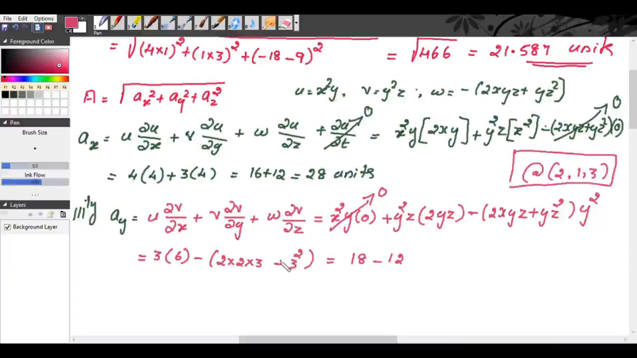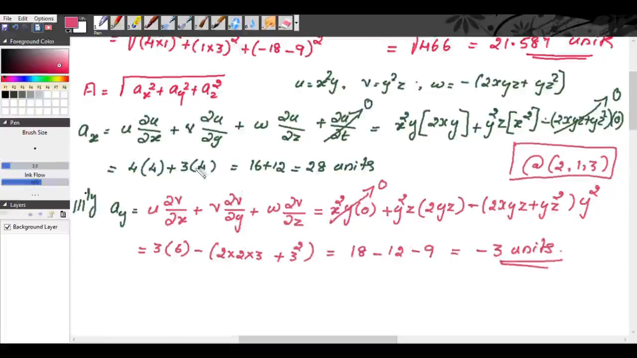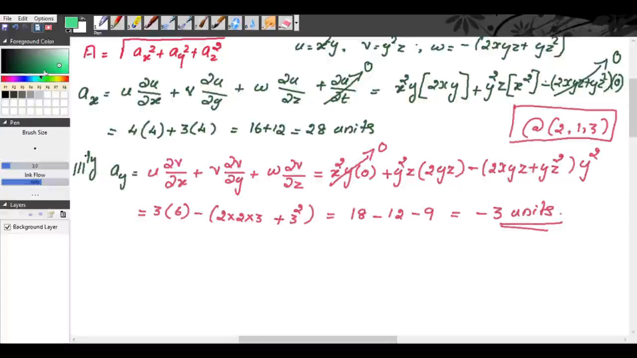This is plus, right? Minus, we have taken it outside, so it is plus. So minus 12 minus 9, we get minus 3 units. Now we will determine what is AZ.